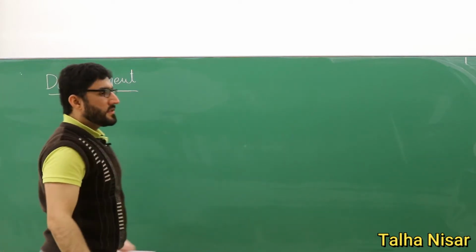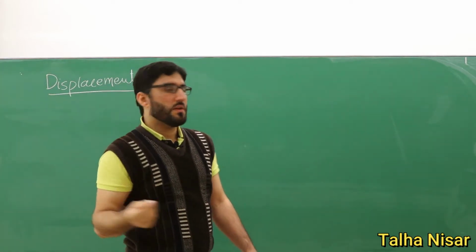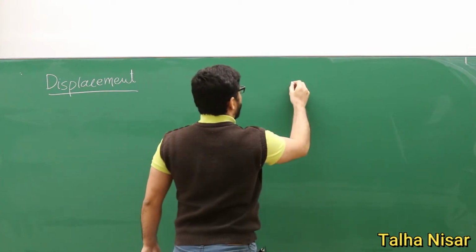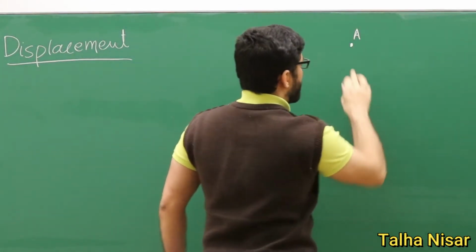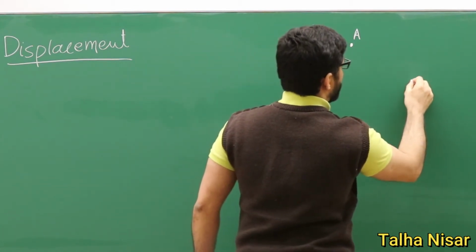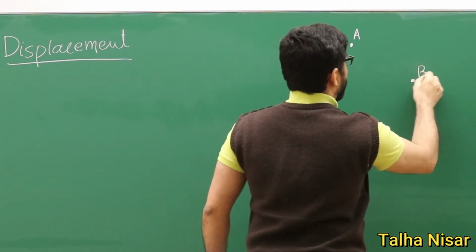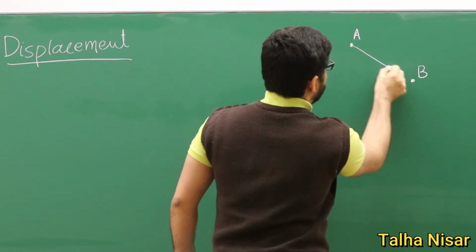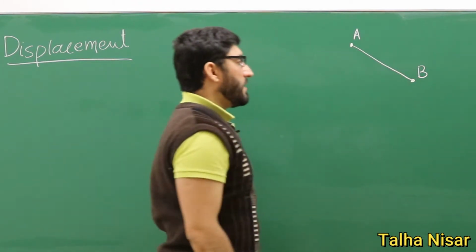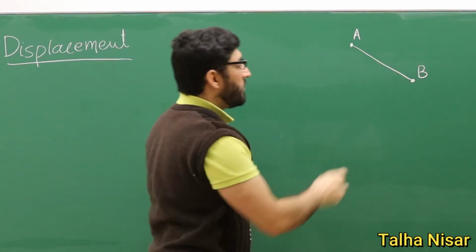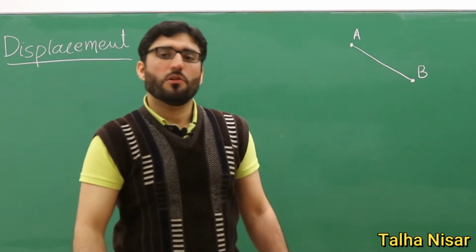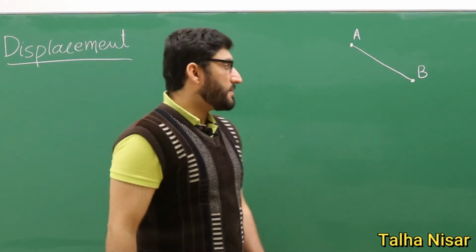So displacement is the shortest distance between 2 points. So we have point A, for example, position A, and we have the position B. And the shortest distance here is called the displacement. If it's not the shortest distance, if we go randomly and we come to the point B, then it's called the distance, not the displacement.